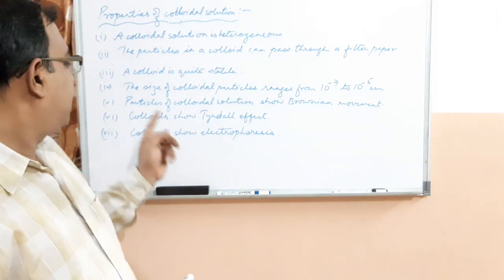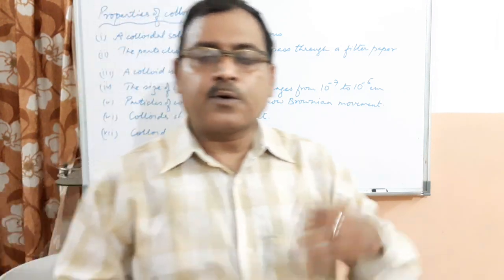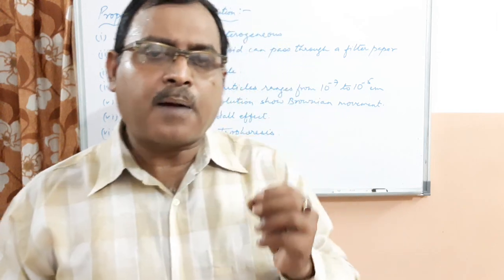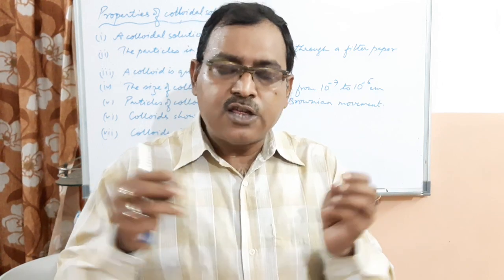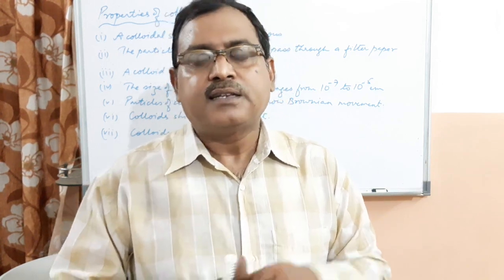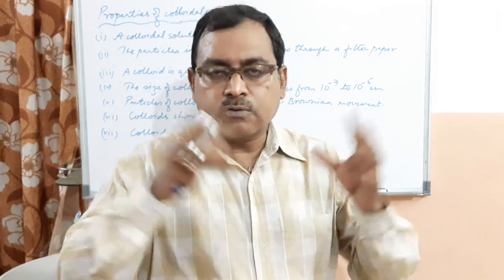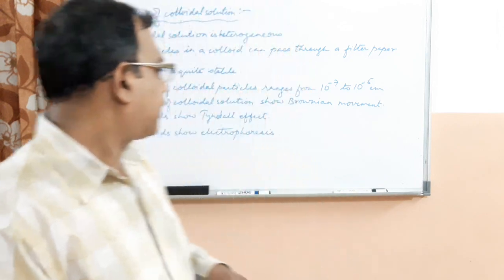Right? Particles of colloidal solution show Brownian movement. Now, what is this Brownian movement? Now, it is found that colloidal particles move in a random zigzag manner. This happens because of collision between the colloidal particles. Such type of spontaneous movement of the particles throughout the colloidal solution is called Brownian movement.